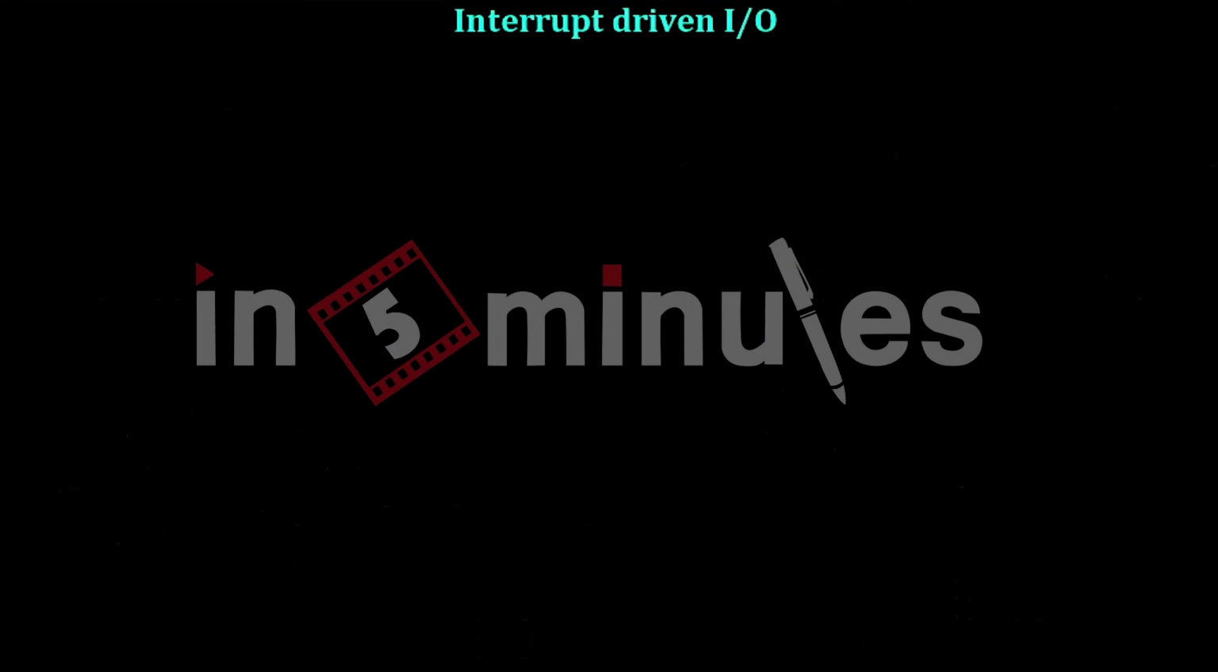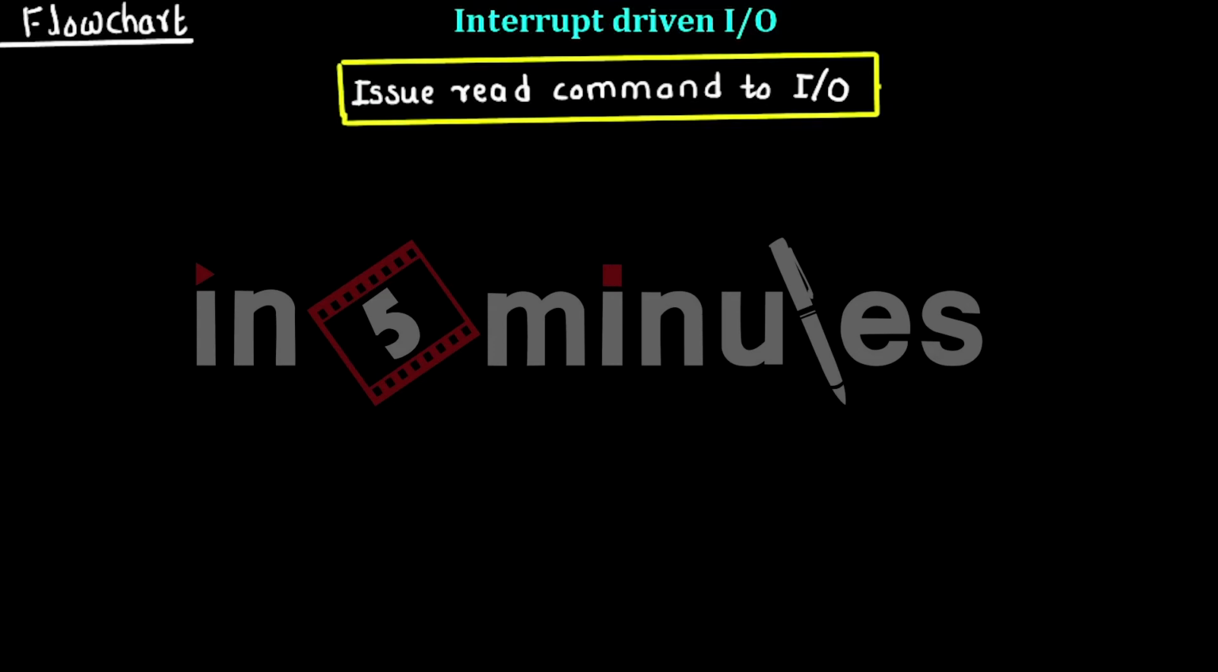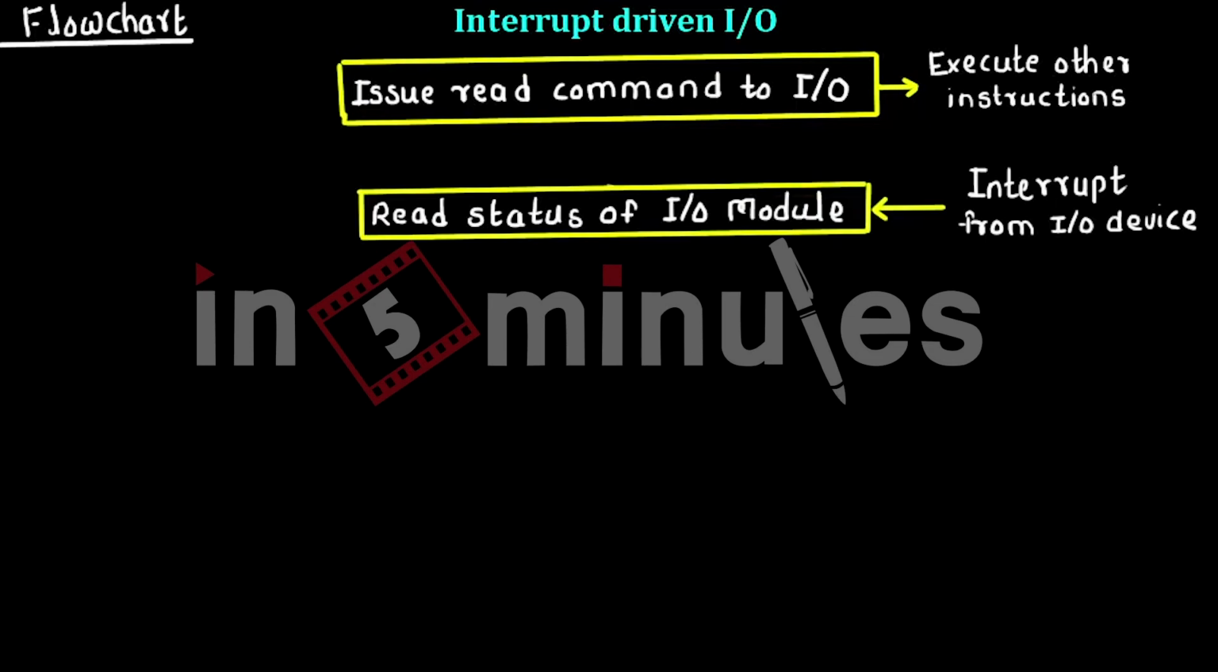Now we are going to see the entire flowchart of interrupt-driven I/O. The first step in the flowchart is to issue the read command to the I/O device. Then the processor continues to execute the next instruction in the sequence, so there is no dependency involved in this step. In the second step, the interrupt from the I/O device occurs, that is, during this period the I/O device has completed its operation and is ready to transfer the data.